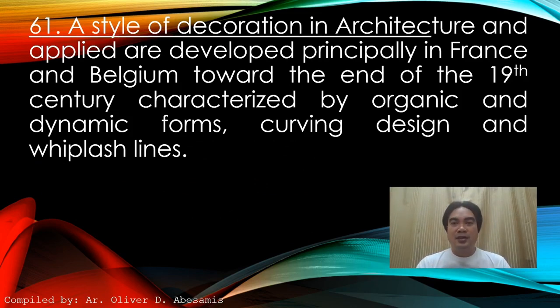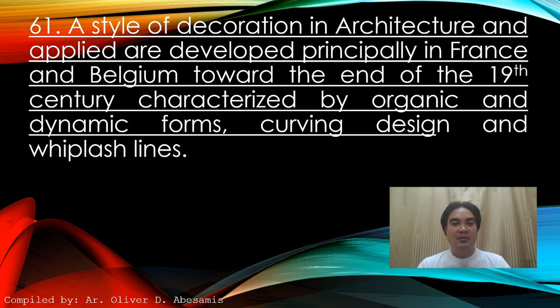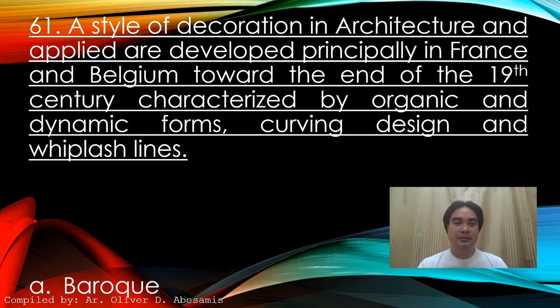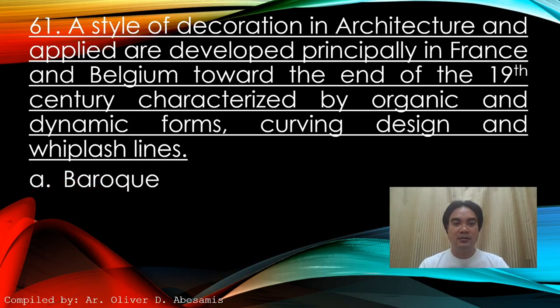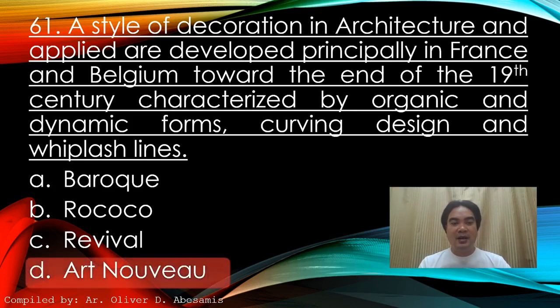61. A style of decoration in architecture and applied art developed principally in France and Belgium towards the end of the 19th century, characterized by organic and dynamic form, curving design, and whiplash line. A. Baroque. B. Rococo. C. Revival. D. Art Nouveau. Answer? D. Art Nouveau.